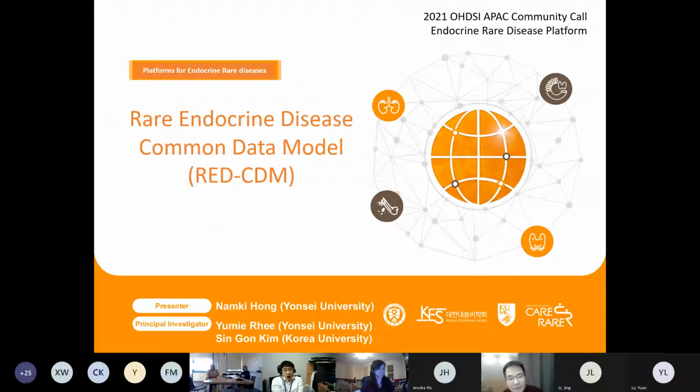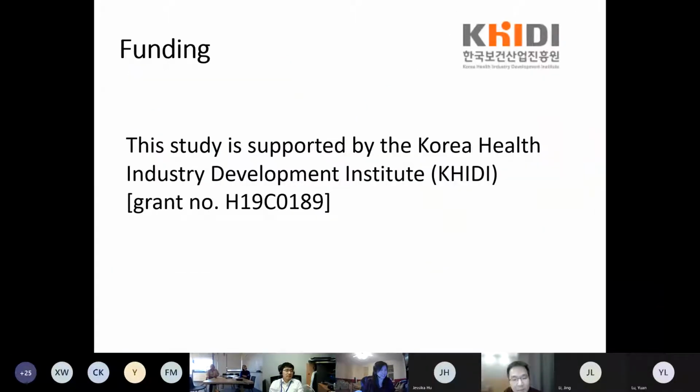Congratulations on Professor Liu's work and all the experts. And this is just a very preliminary project. The goal of this presentation is introducing our project, and I'd like to ask for any comments or advice on how to detect rare diseases using APAC CDM. So the name of our project is Rare Endocrine Disease Common Data Model. We named it RED CDM. And the study was supported by Korea Health Industry Development Institute.